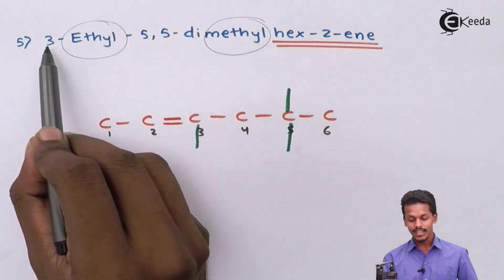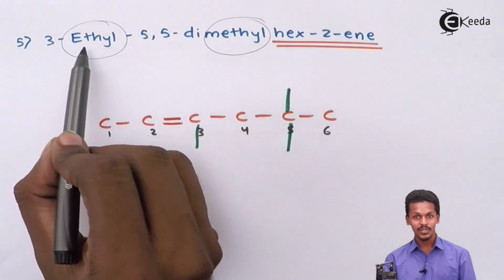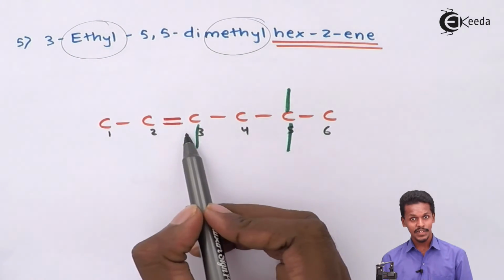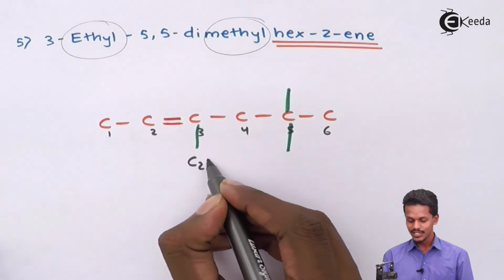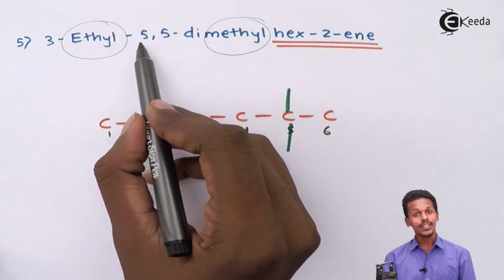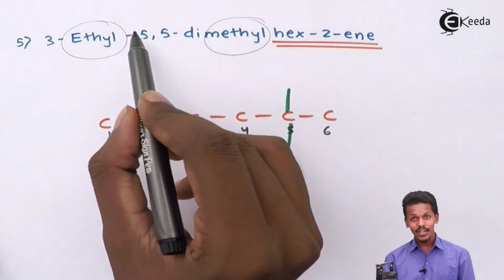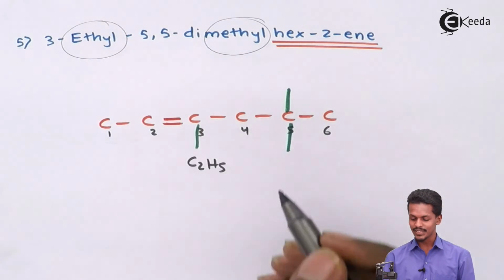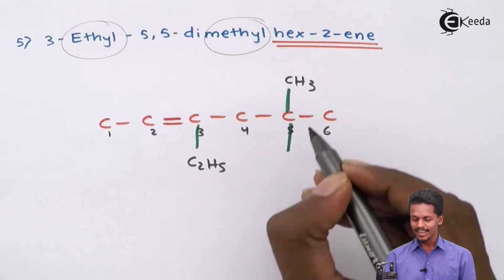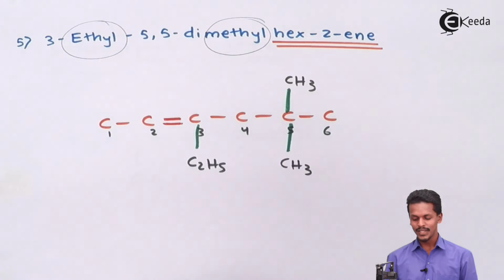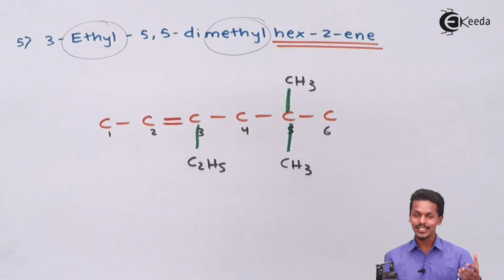So this is the 3rd carbon, and on the 3rd carbon atom basically an ethyl group is present. So this is the 3rd, and I will attach ethyl, that is C2H5. On the 5th, and again on the 5th, 2 methyl groups are present. So therefore this would be methyl, and again this would be methyl. So almost all the work has been done, but the hydrogens remain to be filled.